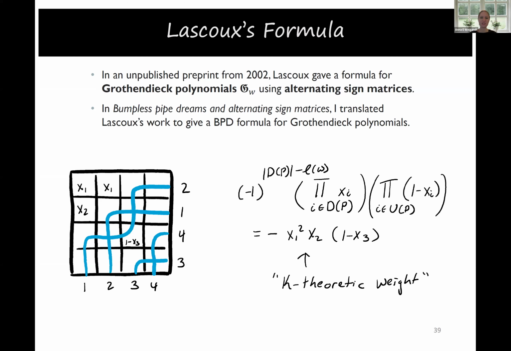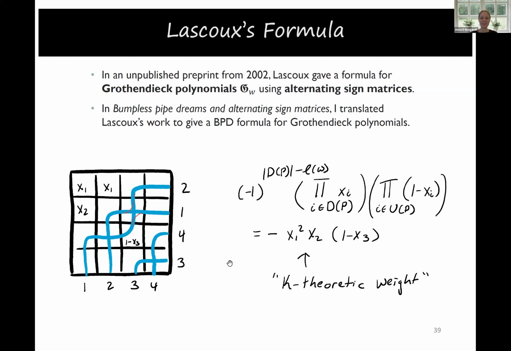So these are generalizations of Schubert polynomials in terms of alternating sign matrices. I translated Lascu's work and filled in some details to give a bumpless pipe dream formula for Grothendieck polynomials. You read out the permutation in a slightly more subtle way for these K-theoretic formulas. If pipes cross twice, you want to ignore any subsequent crossings, so you have to add in little extra bumps to get the right permutation.